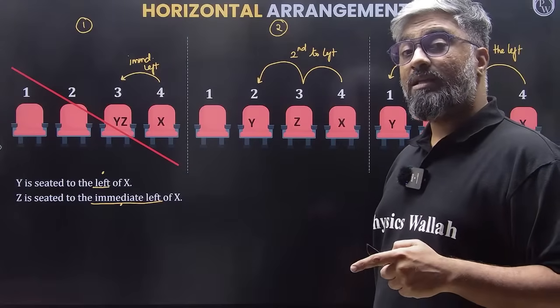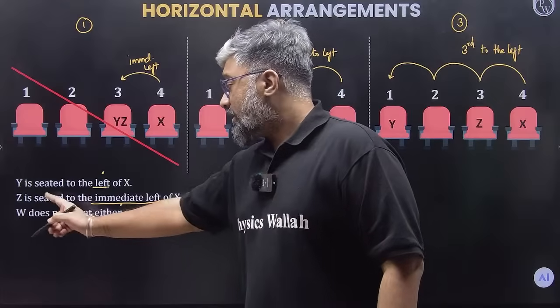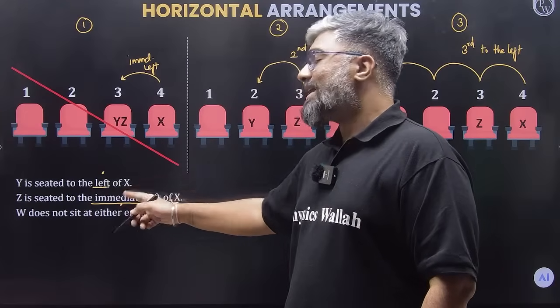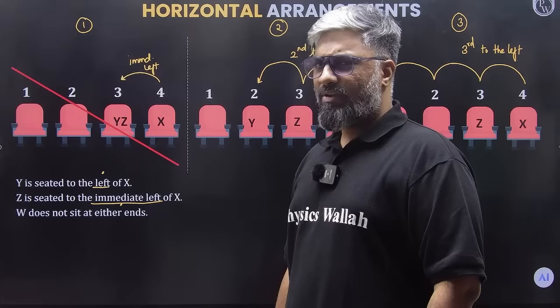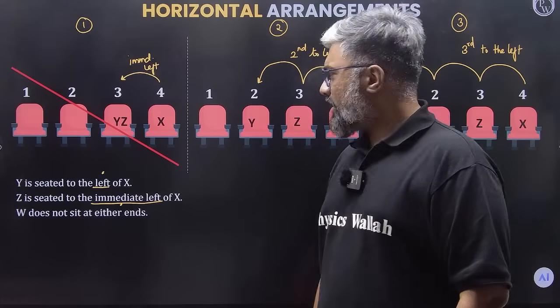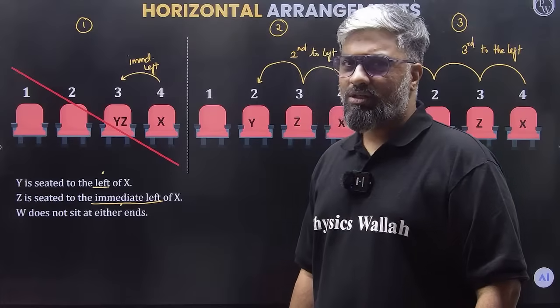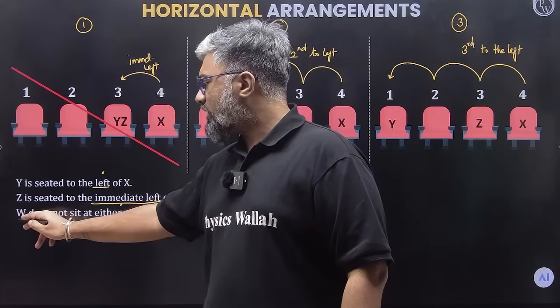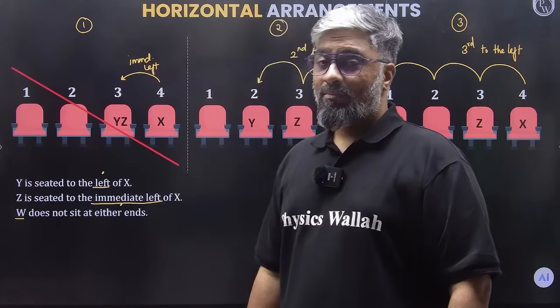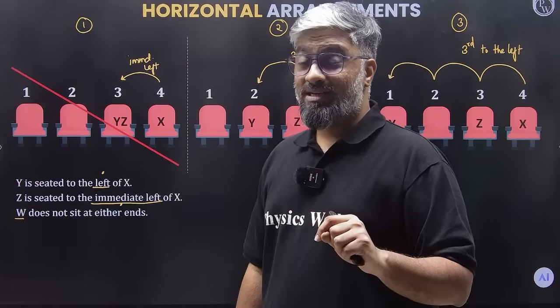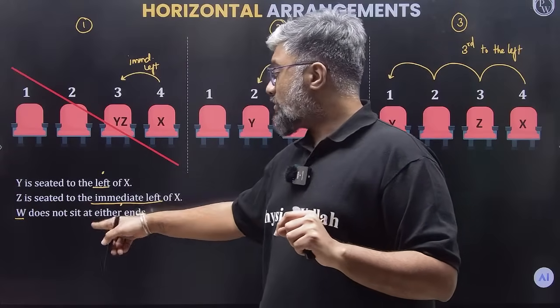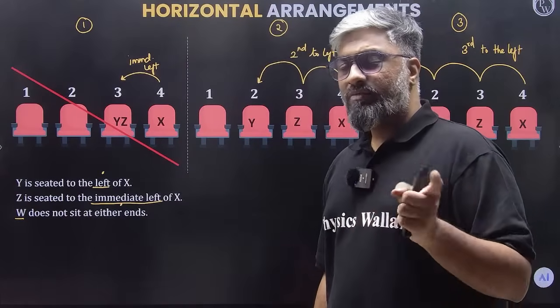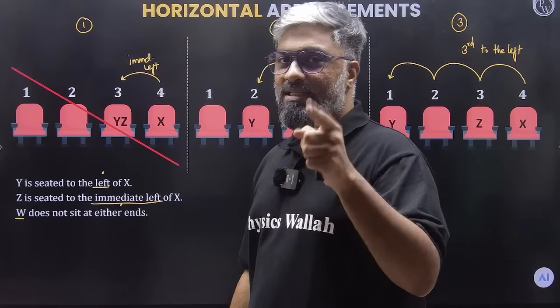Let's say, what if there is another condition that says W does not sit at either ends? Have we already placed W anywhere? No, we haven't even spoken about W, right? W is a new guy for us. But they've given us a negative condition. They're saying that W does not sit at either ends. So if W does not sit at either ends, which case can I eliminate?